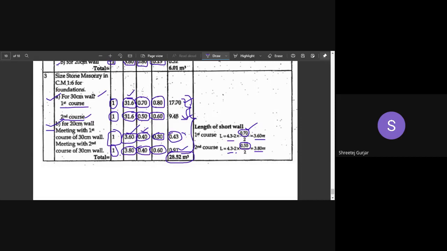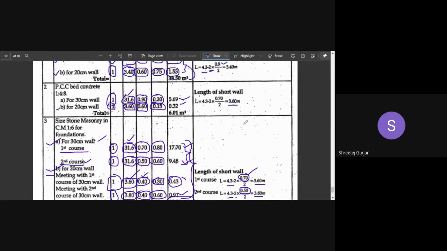and for 20 centimeter wall. So the tricky part is the calculation for a 20 centimeter wall, in the calculation of your length, wherein you have to use the width of your 30 centimeter wall. So remember, this is a tricky part. If you make a mistake while calculating this, your problem will go wrong and you will lose marks. Okay, so this is how you have to calculate using the center line method.